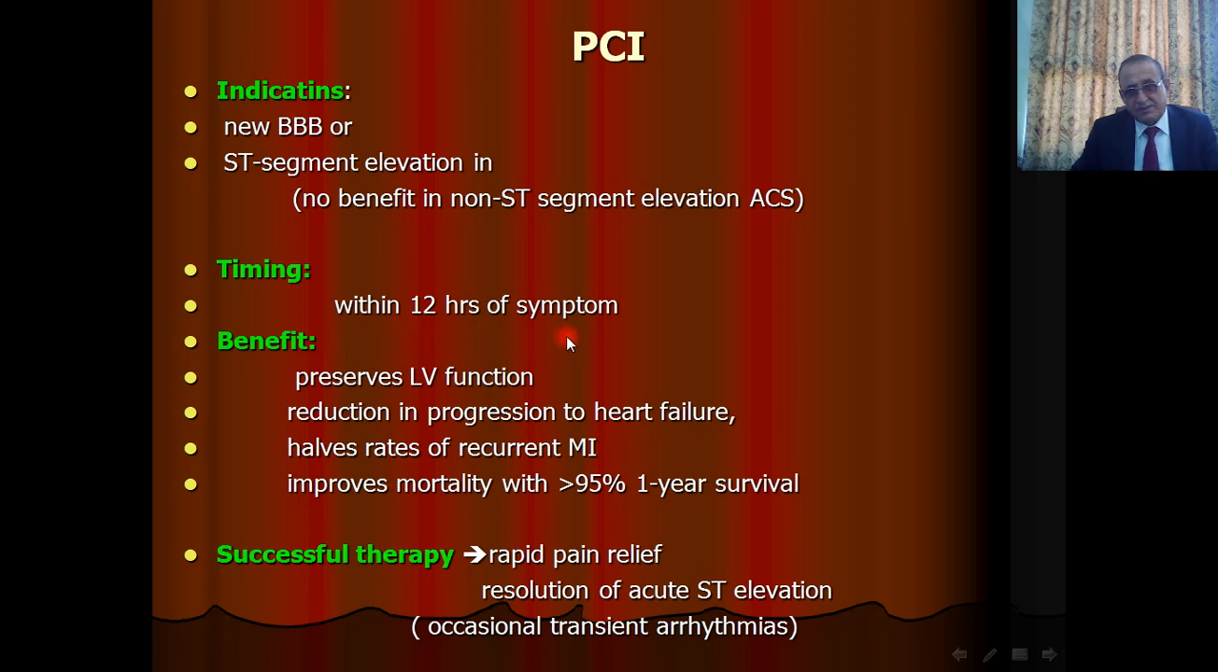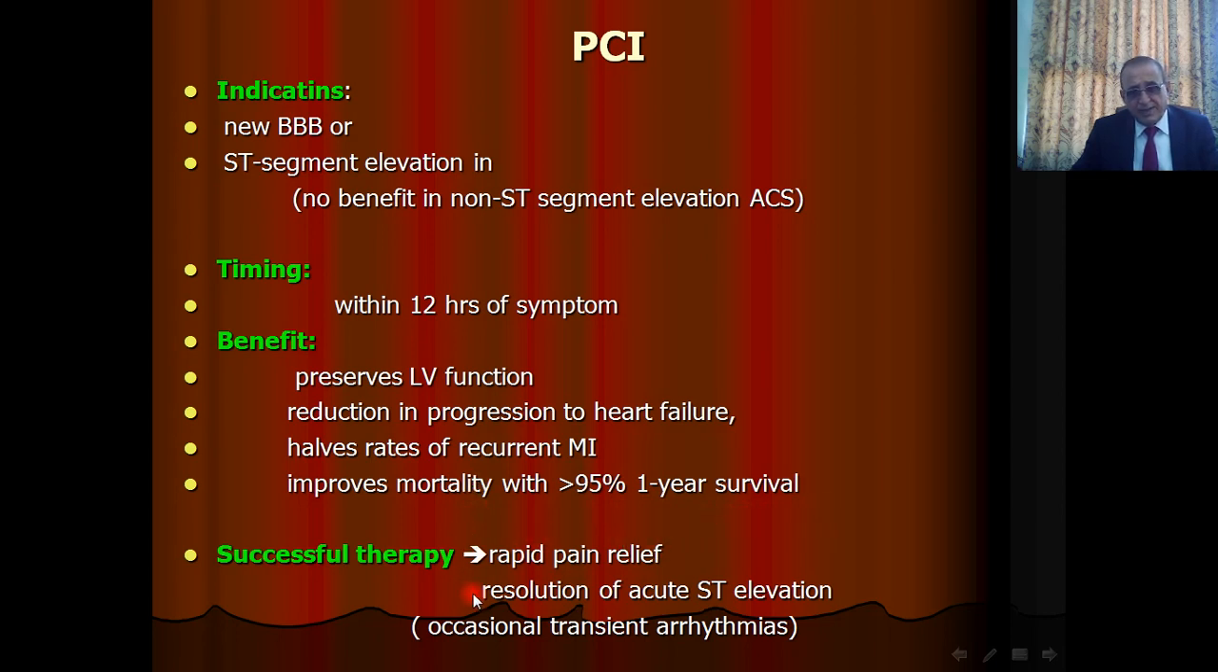Benefit: it will preserve left ventricular function, reduce progression to heart failure, halve the rate of recurrent MI, and even improve mortality. Let's say 95% 1-year survival. If it is successful, it will relieve the pain and reduce the ST segment elevation.